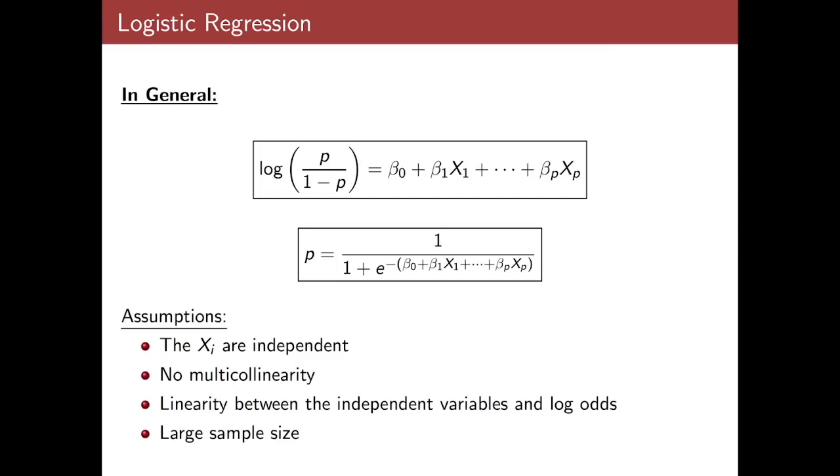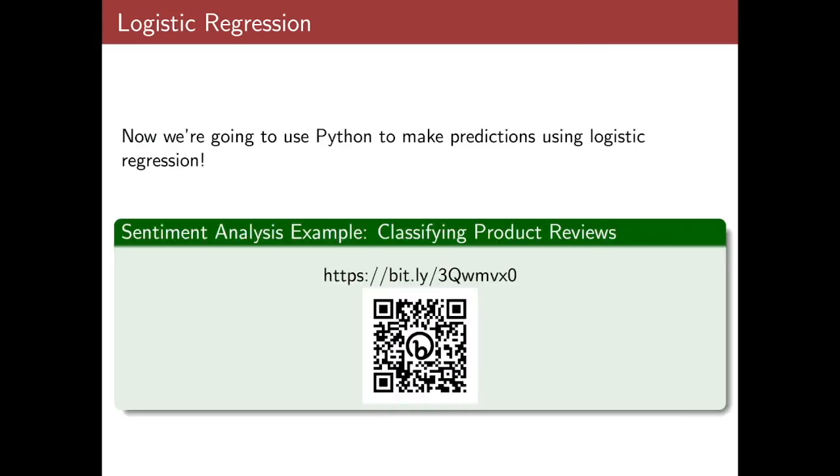I don't want you to worry about all of these details here, but I want to show you how we can use Python to make predictions using logistic regression, even though, like I said, this is veering a little bit outside of the realm of just descriptive data analytics. I think it's helpful to get a taste of the types of things that you can do. And so next, we're going to use logistic regression to actually classify product reviews as either positive or negative using the link or QR code here.